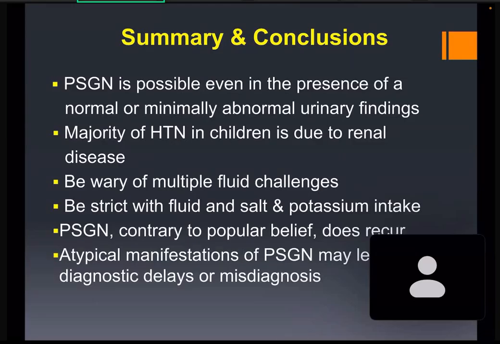PSGN is possible even in the presence of normal or minimally abnormal urinary findings. The majority of hypertension in children is due to renal disease, unlike in adults, where cardiac causes are the most common cause of hypertension; in children, renal diseases are the most common cause. Be wary of multiple fluid challenges because they might lead to more harm than good to your patient. Be strict about fluid and salt and potassium intake. That's why when you refer to me, I am very keen to know the intake and output of the patient.